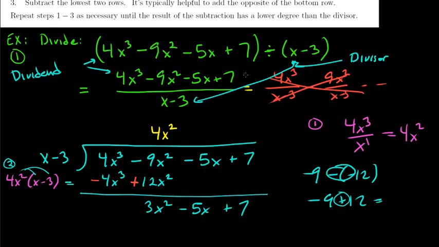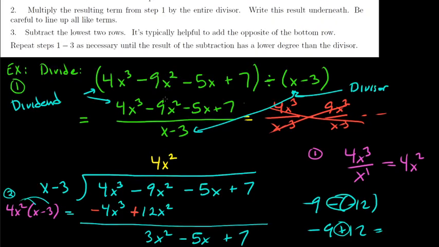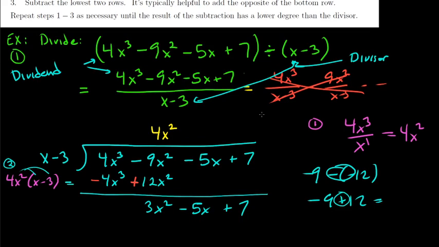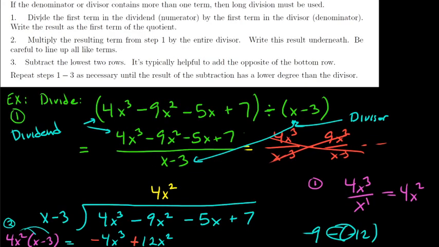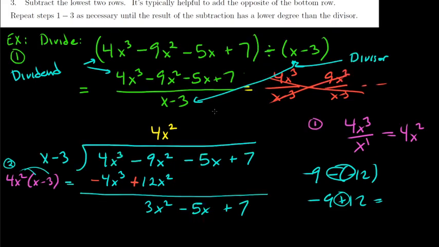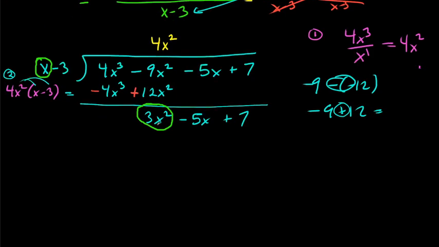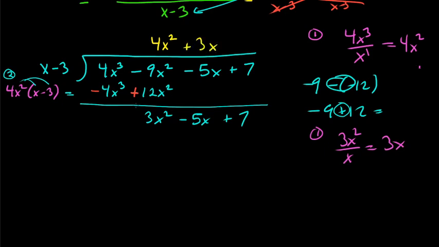Notice that it looks like we're done, except this is only the first round. We have to repeat steps 1 to 3. So step 1, divide the first term of the dividend, in this case the first term here, by the first term of the divisor. What we're dividing is 3x squared divided by x. So this is round 2. 3x squared divided by x is just 3x. And that's going to be the next term of the quotient. Got it?